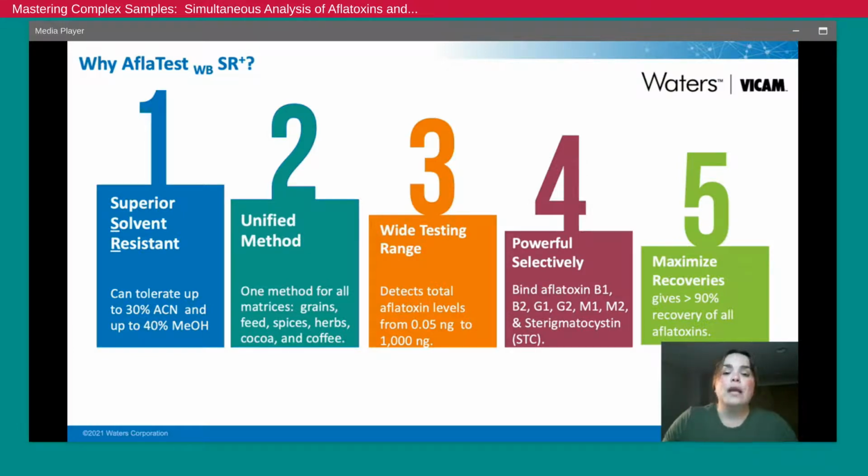In addition, the Aflatest WB-SR+ immunoaffinity column was evaluated for its ability to bind sterigmatocystin, which is another potent liver carcinogen and a precursor to aflatoxin.